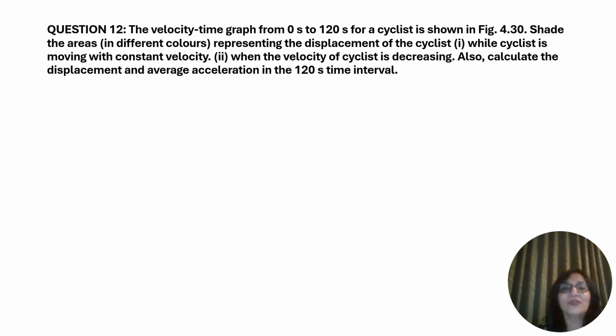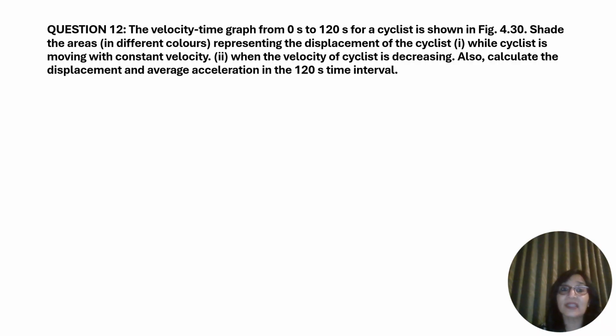Hope question 11 was clear, because there you just have to write the explanation part. Question number 12. The velocity time graph from 0 second to 120 second for a cyclist is shown in figure 4.30. Just wanted to give you an idea that figure 4.30 is the same number which is mentioned in your textbook.